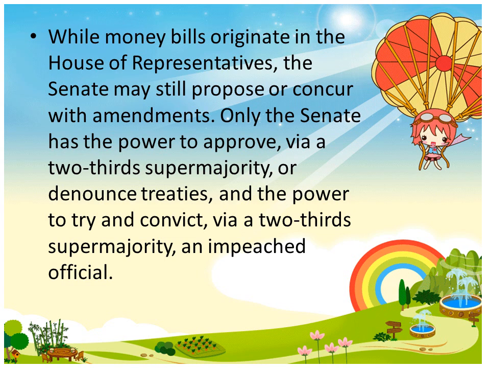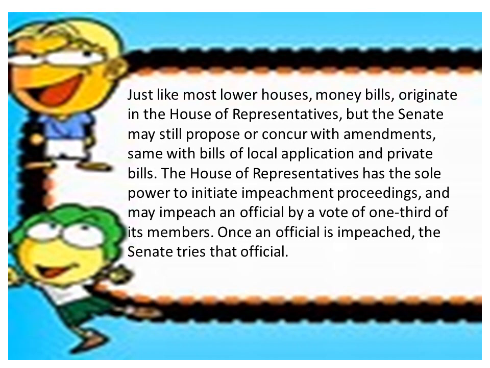While many bills originate in the House of Representatives, the Senate may still propose or concur with amendment. Only the Senate has the power to approve via a two-thirds supermajority or denounce treaties, and the power to try and convict via a two-thirds supermajority and impeach officials. Just like most lower houses, many bills originate in the House of Representatives, but the Senate may still propose or concur with amendment. Same with bills of local application and private bills.